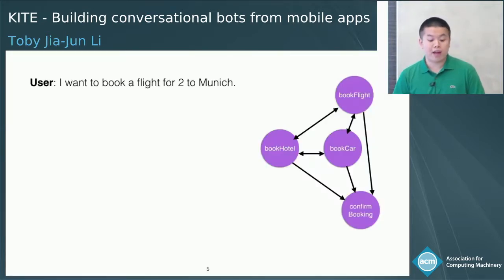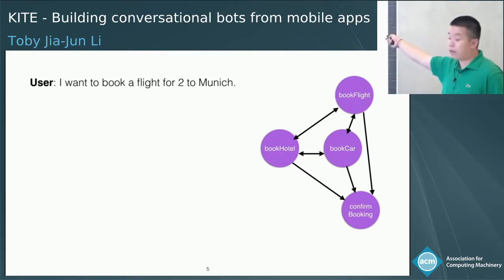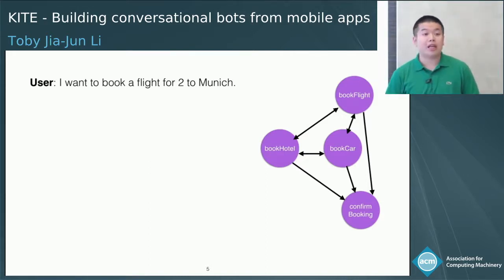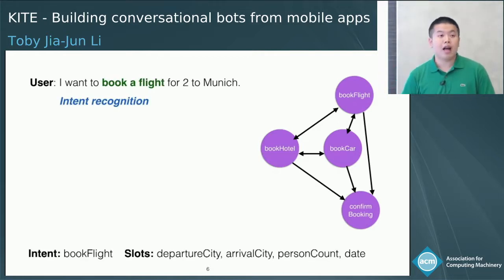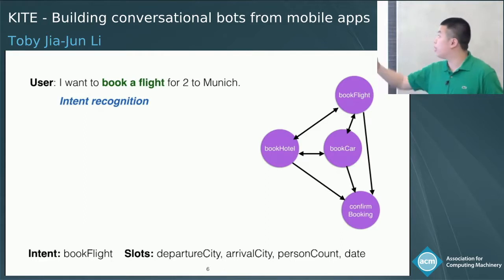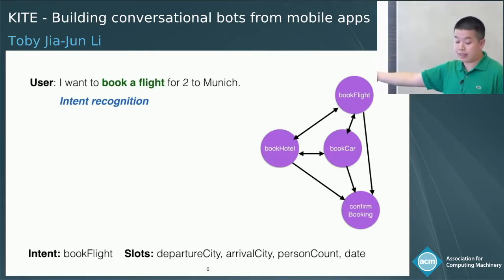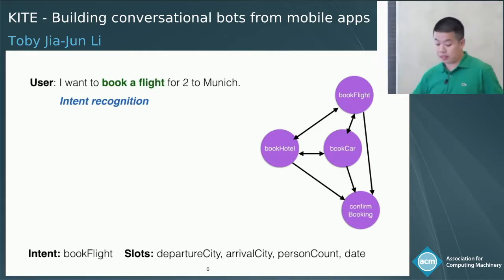Before moving forward, I want to first explain the slot filling process, using a simple travel booking bot as an example. Suppose we have a bot whose supported intents are as follows. And the user says, I want to book a flight for 2 to Munich. An intent recognizer will first recognize the intent as book flight, which has 4 slots.